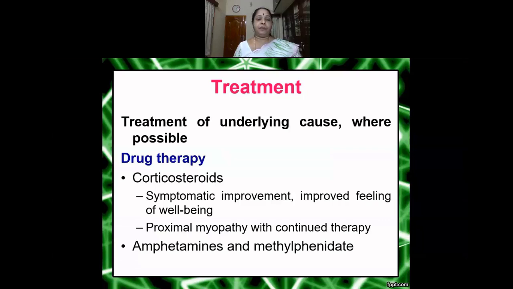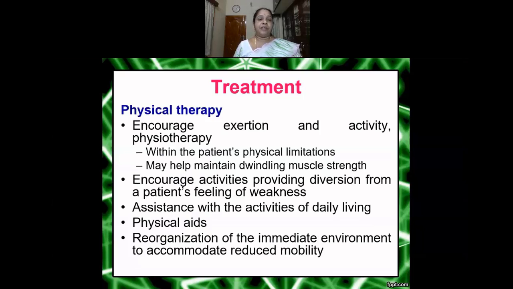Drug therapy can be given in the form of corticosteroids. Symptomatic improvement is possible when they are given corticosteroids, and there is an improved feeling of well-being. Proximal myopathy can occur with continued therapy, and amphetamines and methylphenidate can be given to treat this condition. Physical therapy encourages exertion and activity and physiotherapy, so they can be encouraged to do light activities within the patient's physical limitation, whatever physical activities are possible that could be done by the patient.